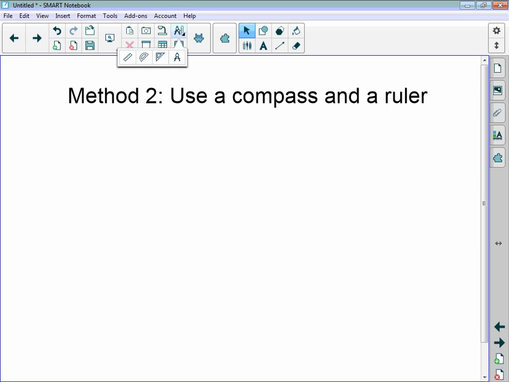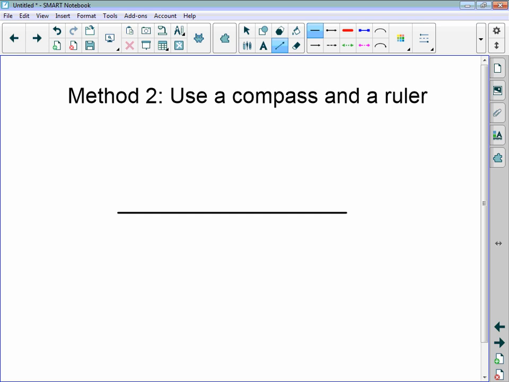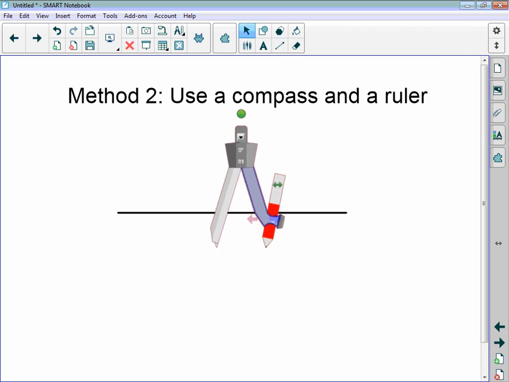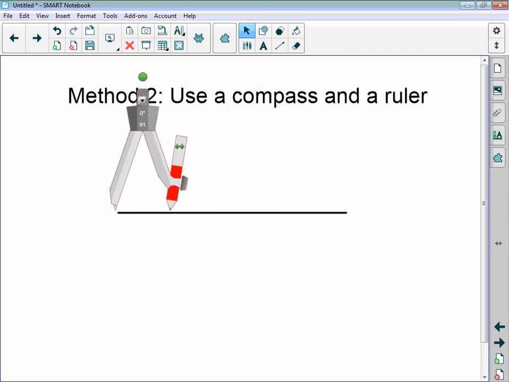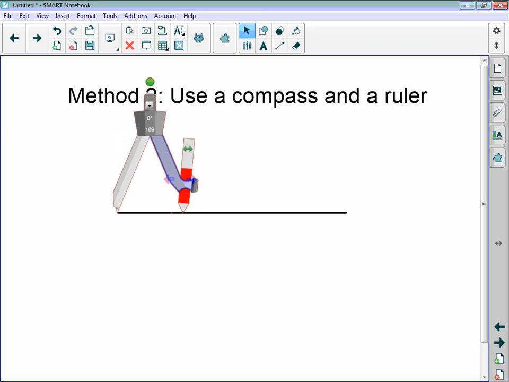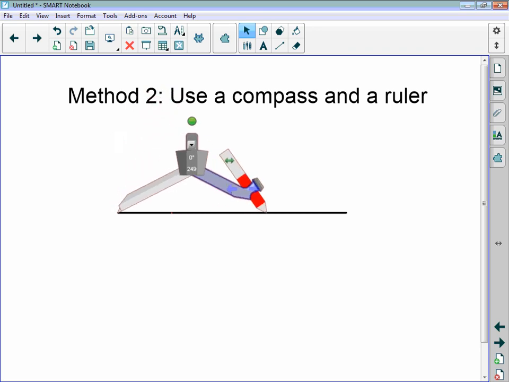So again, I'm going to draw a line. So here's my line. I am first going to take my compass, which is just sort of pointy on one end, and you have your pencil in the other end. Here I have my digital marker in there. I'm going to move it so that the pointy end, not the part that draws, goes right on the edge of my line. And I'm going to extend it so it comes past half.